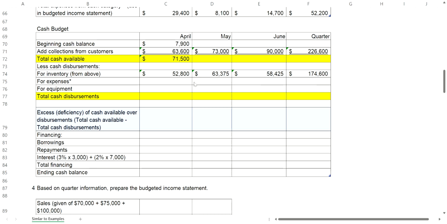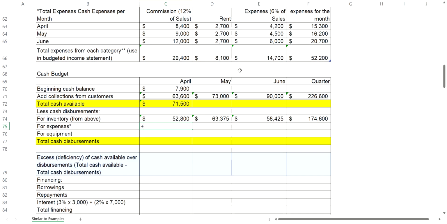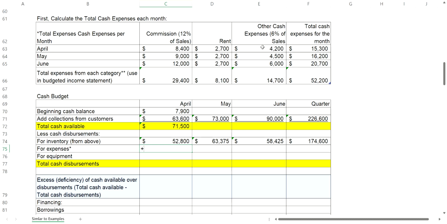That would be for the ones that I calculated above. So for example, for April, and we're just combining them all together, for commission, rent, and other cash, it was $15,000. So I'll bring that down. For May, it was $16,200. And for June, it was $20,700. Okay, and then I can add the row.